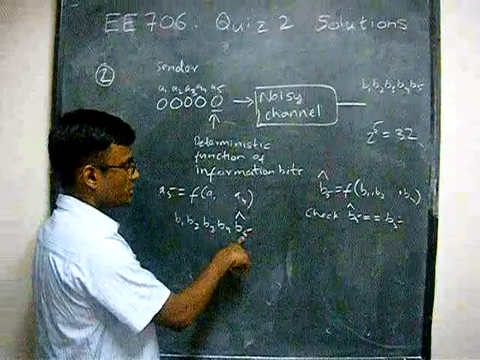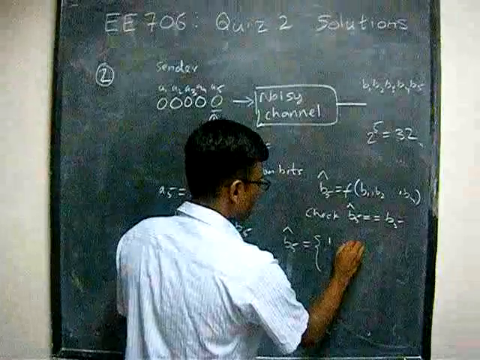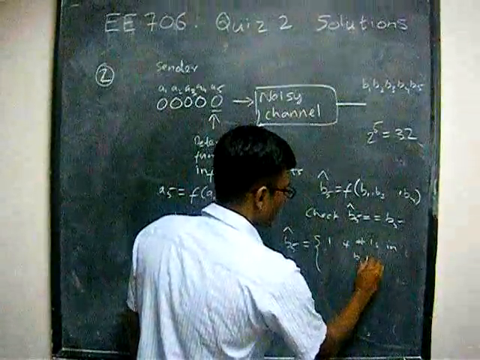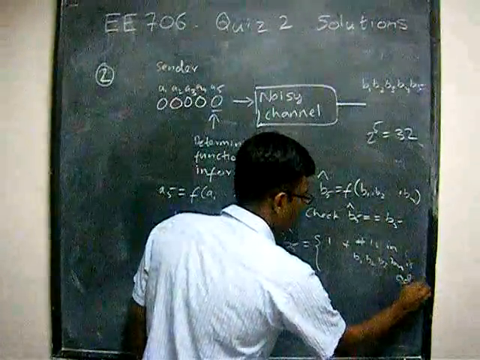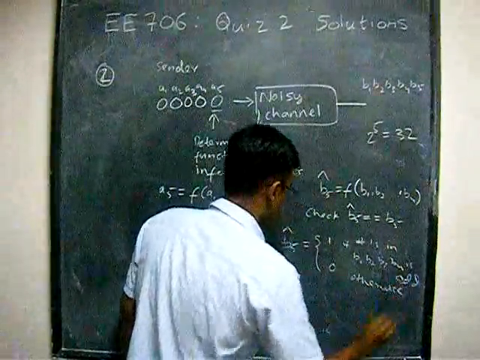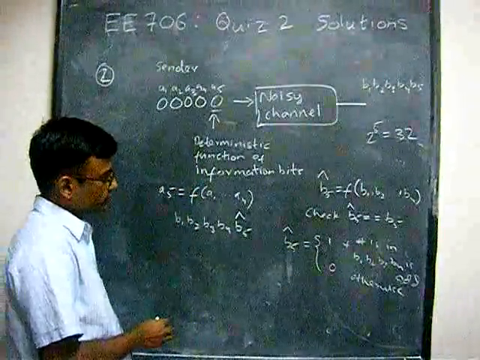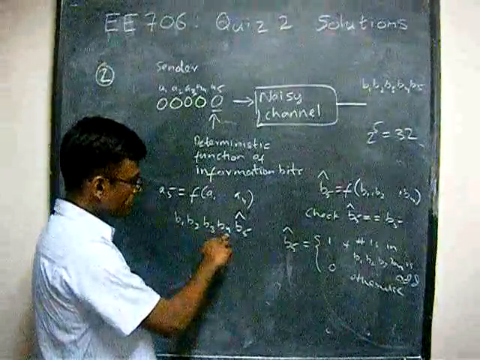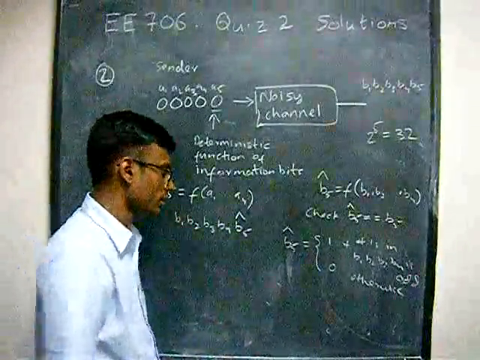And the calculation is b phi cap is 1 if the number of ones in b1, b2, b3, b4 is odd and is 0 otherwise. So what I do is, the simplest way is I just list all possible 4-bit strings, and then I'll just calculate the 5th parity check bit such that error won't be declared.